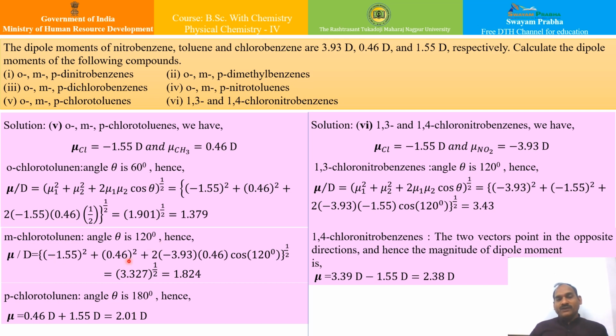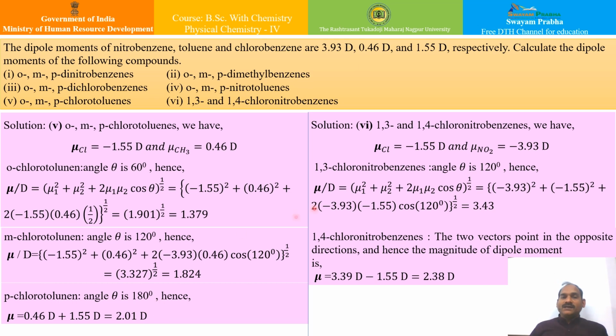I know μ1, I know μ2. So μ1 square plus μ2 square plus twice μ1 μ2 cos θ, that is 120 degrees. If I substitute, I get the dipole moment as 1.824 D. And for parachlorotoluene, the angle is 180 degrees, and therefore I get the dipole moment as 2.01 D. Or I can add these two vectors and I get the dipole moment as 0.46 D plus 1.55 D, that is equal to 2.01 D.